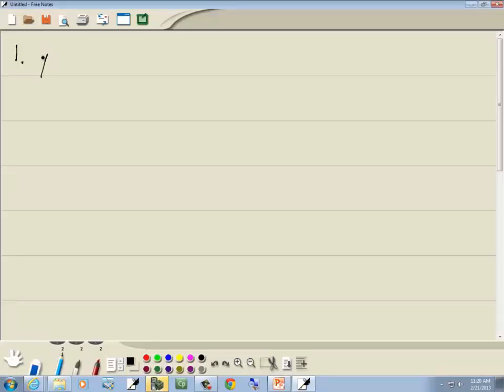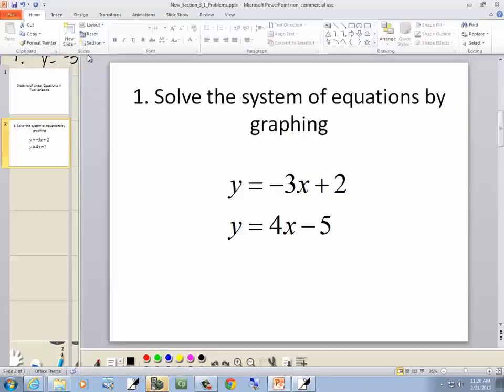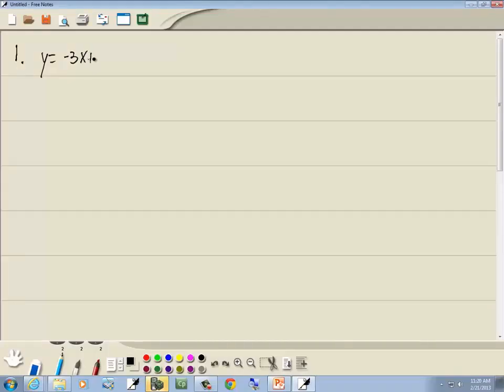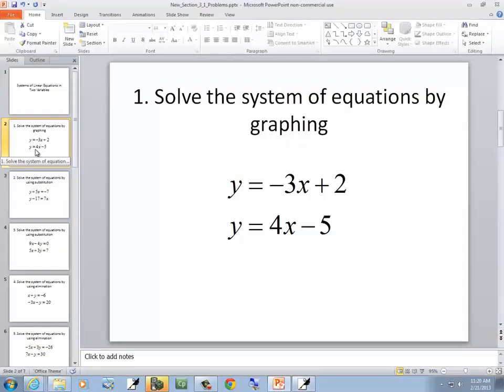We've got y is equal to negative 3x plus 2, and y is equal to 4x minus 5. And it says solve the system of equations by graphing. I'm going to do this on the calculator, but what we're going to do is graph each one of these, and where they intersect is your answer. When we say solve the system of equations, it means find out what x and y values cause this to be true. And graphically, that's where they intersect.